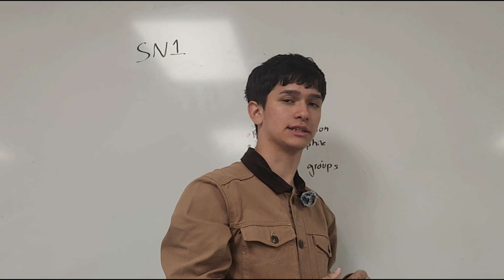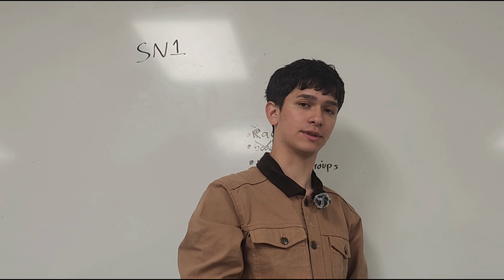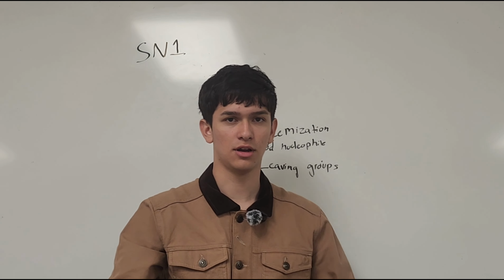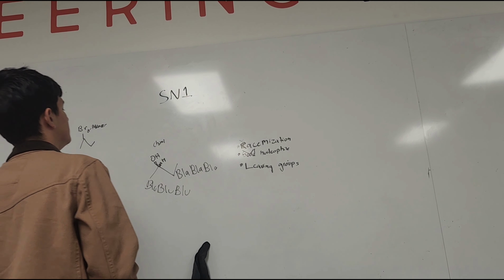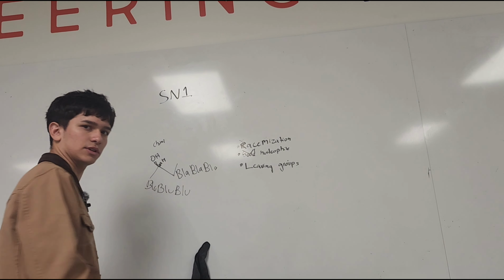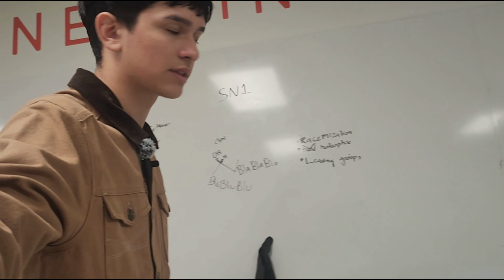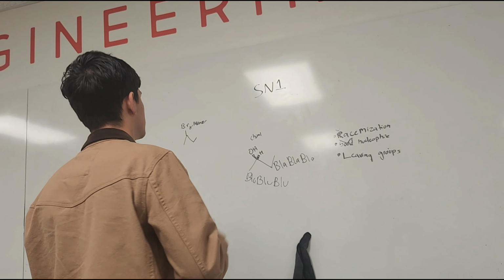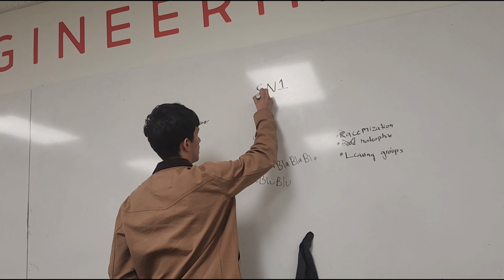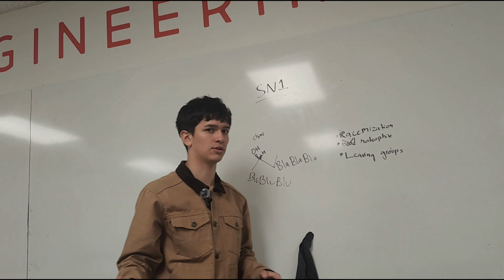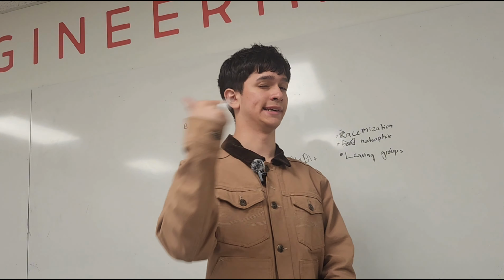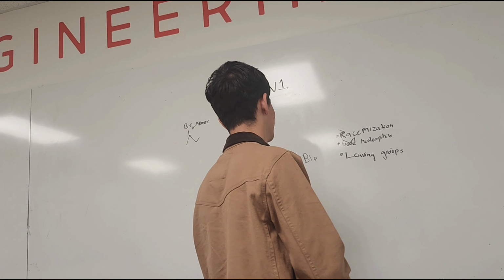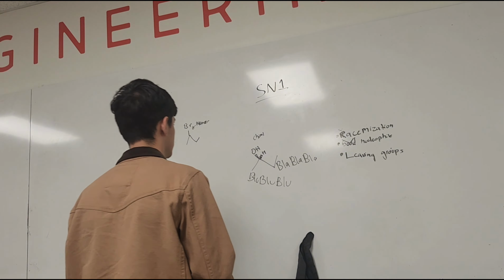Racemization. We're going to talk about that after this translation. Racemization. This happens in SN1. All of this stuff is for SN1. Let's remember, SN2 is a different story, next video. Okay, this happens in SN1, racemization.